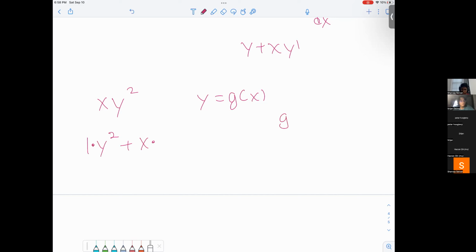And we're done. So for higher order derivatives, it's just going to require a little more work, but the basic idea is still the same. You're just taking the derivative many more times. And that's basically all there is to it.